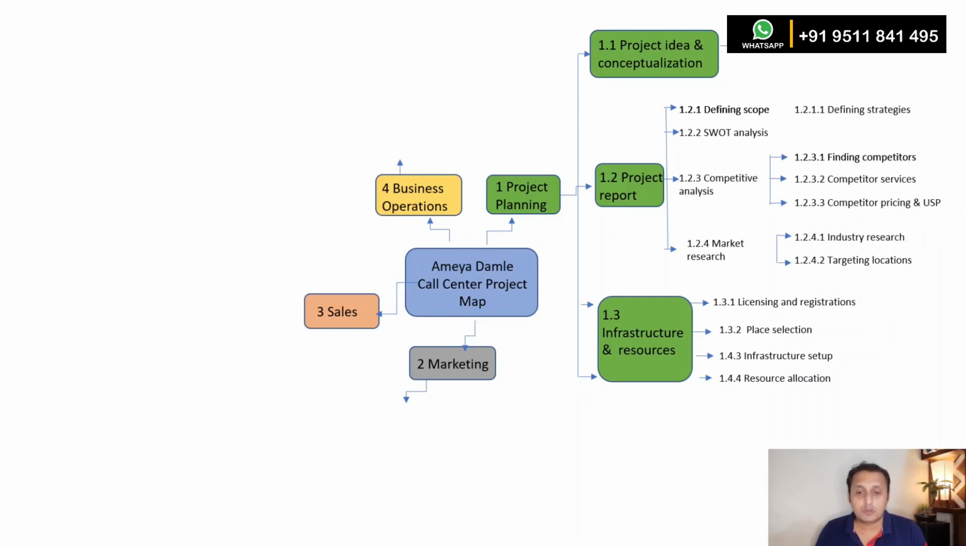So go through that information, it is going to help you a lot. Now coming back to the next point, 1.3, infrastructure and resources. This is your third step in project planning.